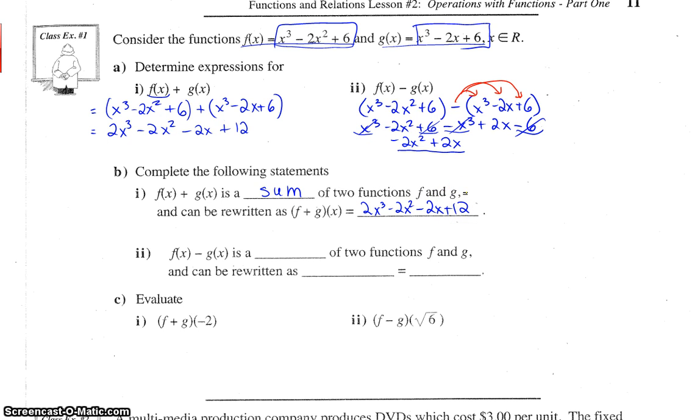Okay, f of x minus g of x is a difference of two functions, f and g, and can be written as f minus g of x, and that would be negative 2x squared plus 2x.